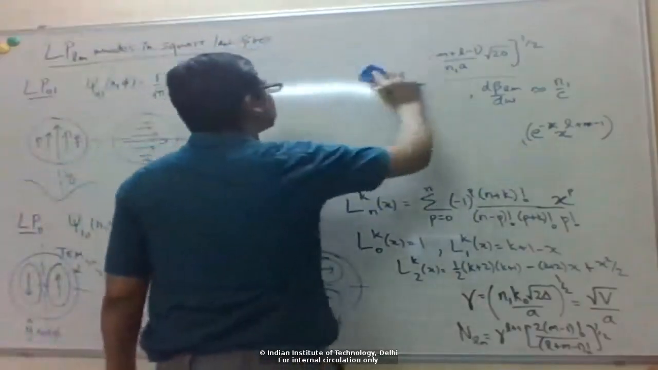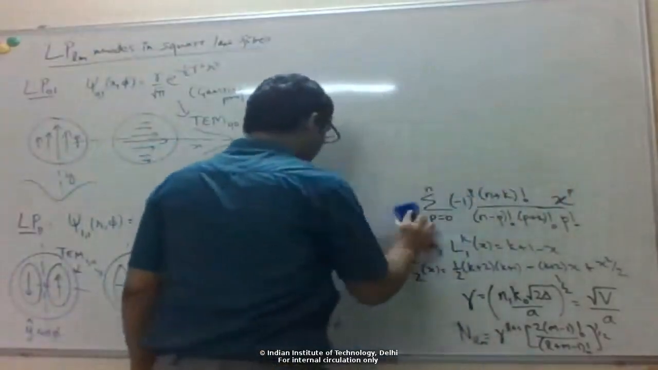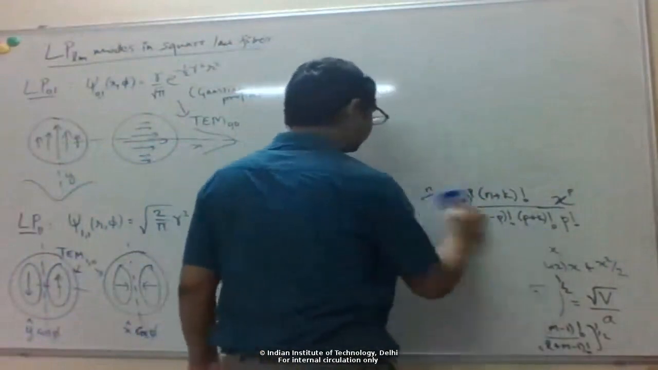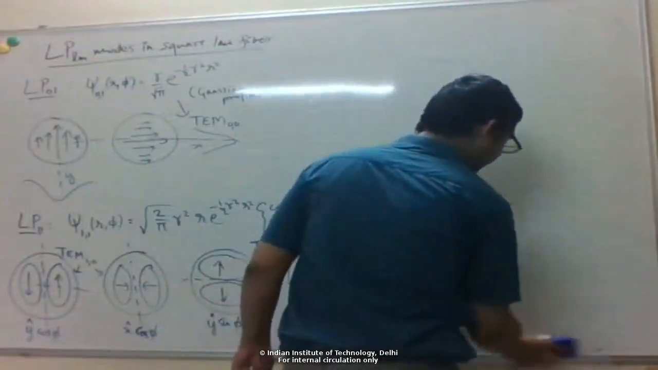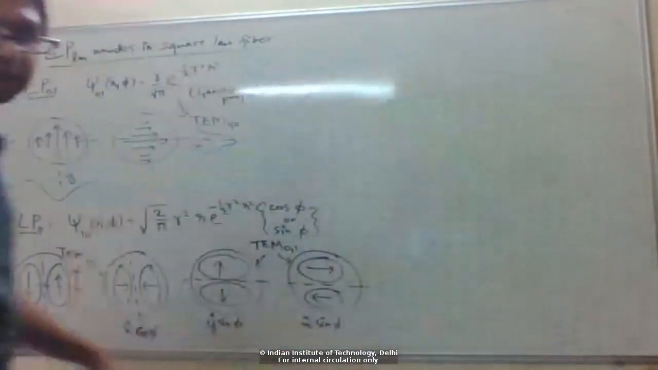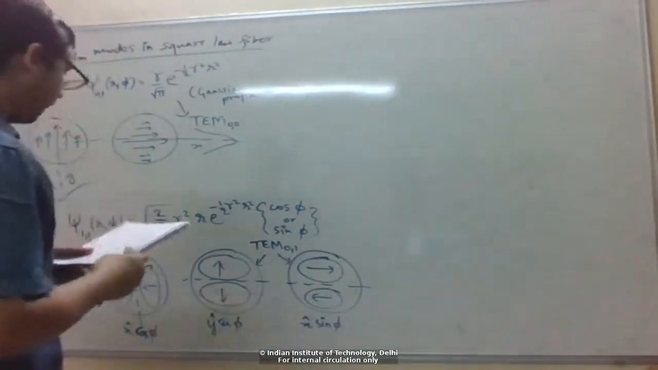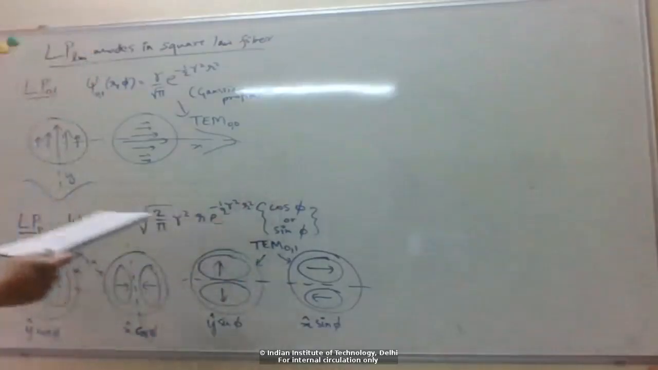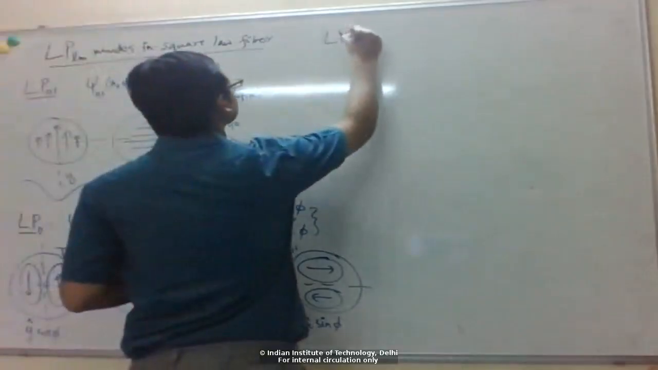So the properties that we had for the LP modes in step index hold true here also. For example, the number of zeros in the radial direction will be m minus 1, excluding the origin. There we got it from the Bessel function, here we get it from the Laguerre polynomial, but it's the same thing. And the number of zeros in the phi direction will be 2l, coming from this cosine or sine. Right, so let's look at some higher order mode.